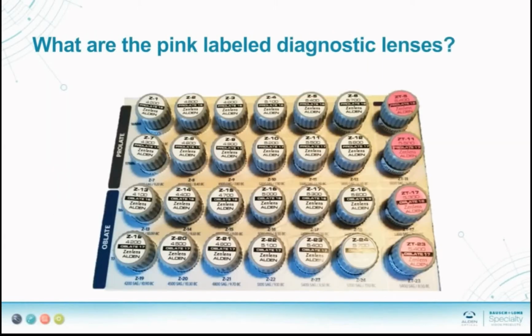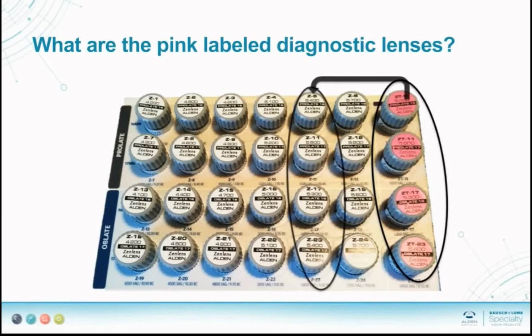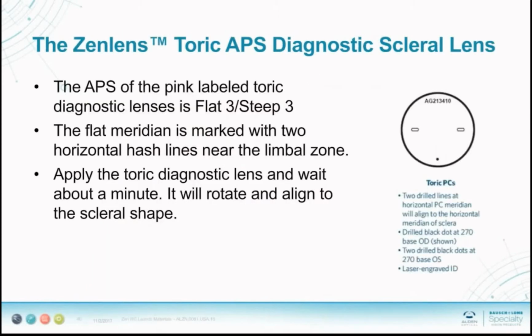Lenses with toric peripheries are in the last column of the diagnostic set and have pink labels. This column has the exact same parameters as the 5th column, except that the periphery is flat 3, steep 3. The toric diagnostic lens has the flat 3 meridian labeled with hash lines near the limbal zone. Once you apply the lens, wait at least a minute to evaluate the rotation of the lens.